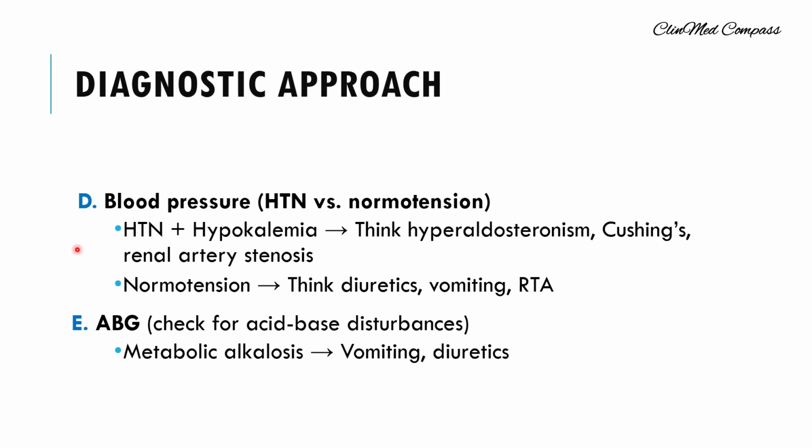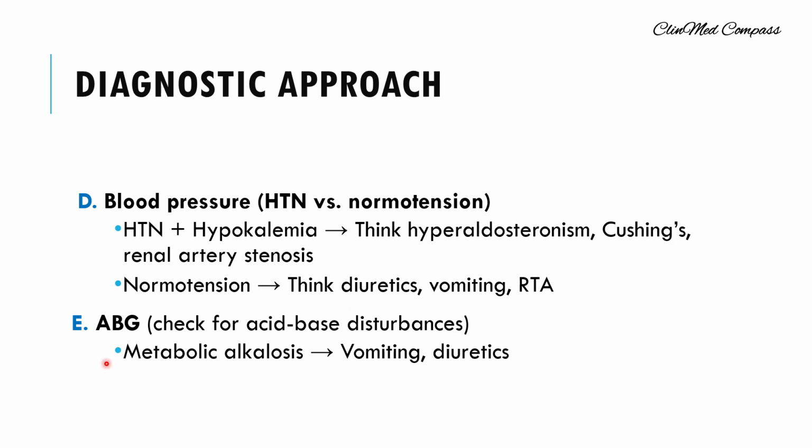The blood pressure is also helpful. If you have hypokalemia in the presence of hypertension, you should think of hyperaldosteronism, Cushing syndrome as the cause. If you have hypokalemia in the presence of hypotension, think of diuretics, vomiting, or renal tubular acidosis.